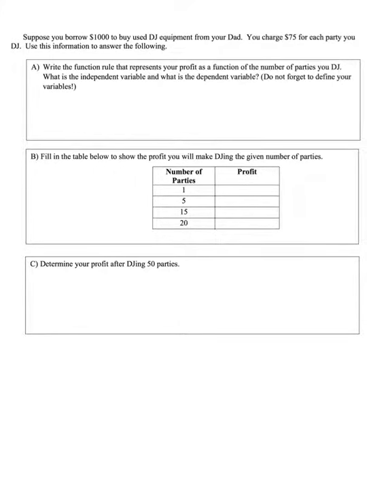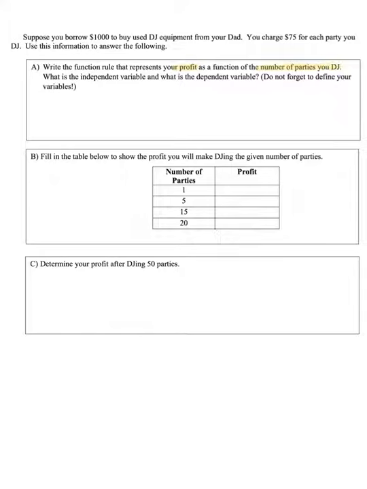This is an example of our function rule and function notation constructed response problem. So this problem says, suppose you borrow $1,000 to buy used DJ equipment from your dad. You charge $75 for each party that you DJ. Use the information to answer the following. First of all, write a function rule that represents your profit as a function of the number of parties you DJ.